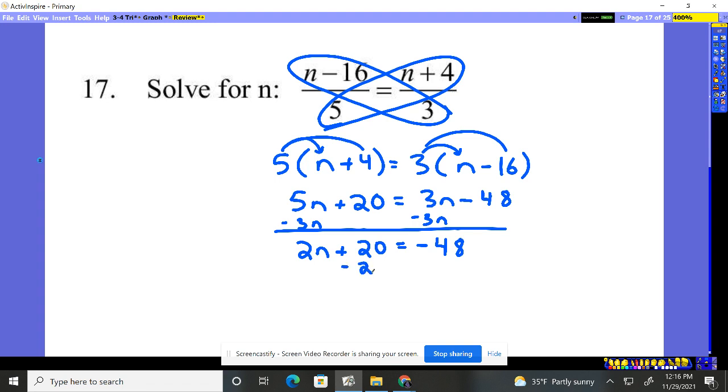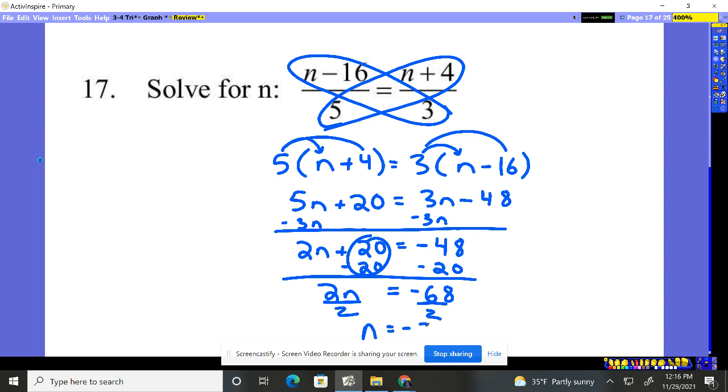And now we're going to subtract 20 from both sides to get the number over on that side. So this moves over here to the right. Negative 48, that's negative 68. We now simply divide by 2. N is equal to negative 34 for number 17.